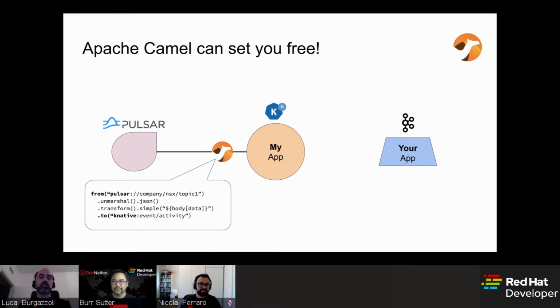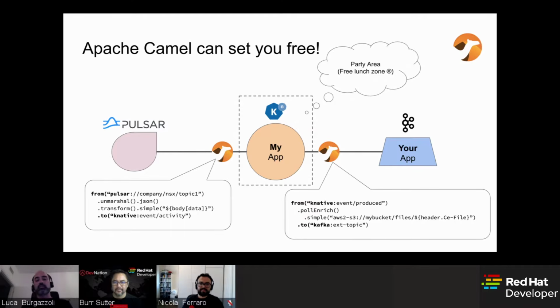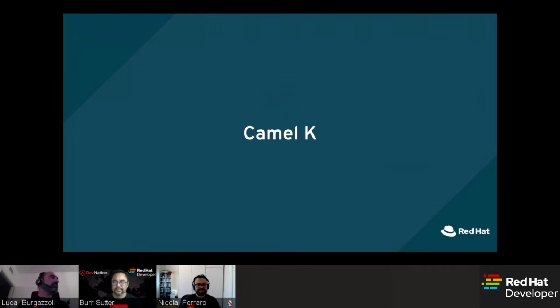So, taking something from Pulsar, from a specific topic, and pushing to and generating an event on Knative, plus doing some transformation. The same thing can be done on the other side. So, taking something from Knative, doing some enrichment, and then pushing the data to a Kafka topic. And in between, you have your application, where you are free to do whatever you want. So that was about Apache Camel.